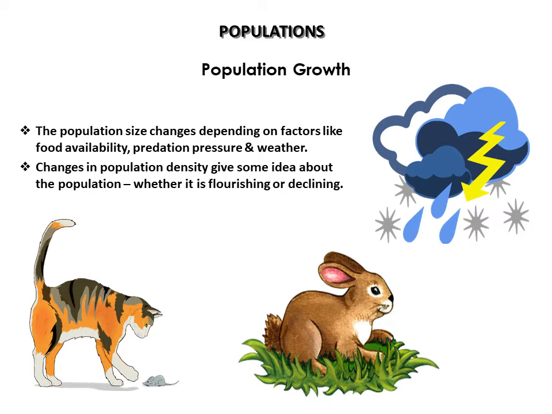Now, we have seen what is population, what is birth rate, death rate, sex ratio. We talked about population density. Now, we are going to talk about population growth. The size of a population is never static. You know that. It keeps changing with time depending on food availability, predation pressure, and weather. So, when the weather climate is changing, whether the resources are there or not, the population will not be stable. It will be changing. The main factors that determine the population growth are actually four.